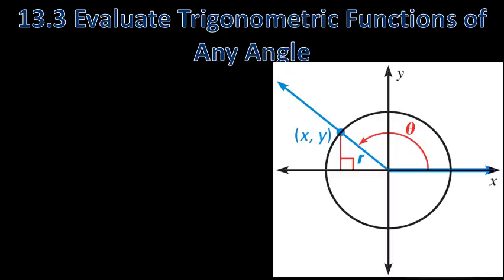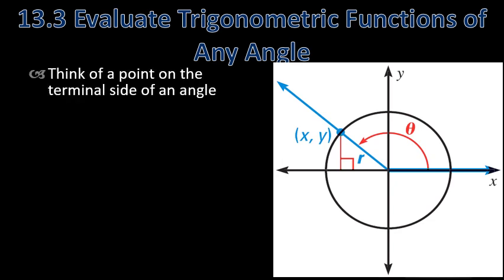Lesson 13.3, evaluate trigonometric functions of any angle. All right, so now we're going to try to combine right triangles and the circular angles. Two different ways of thinking about the same type of thing. So if we think about the terminal side of an angle, we can draw a line down to the x-axis and make a right triangle.